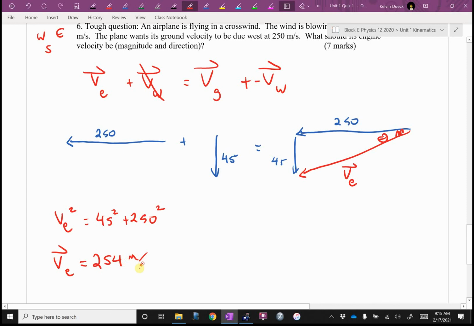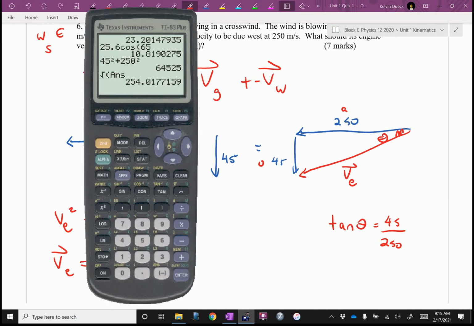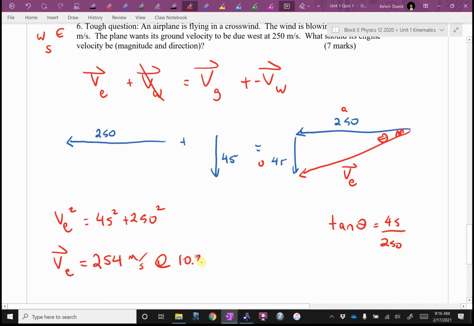Units meters per second at tan theta equals 45 over 250. And I get 10.2 degrees. North of south, east of west, what of what? South of west. Or 79.8 degrees west of south, I think would also get you the same thing.